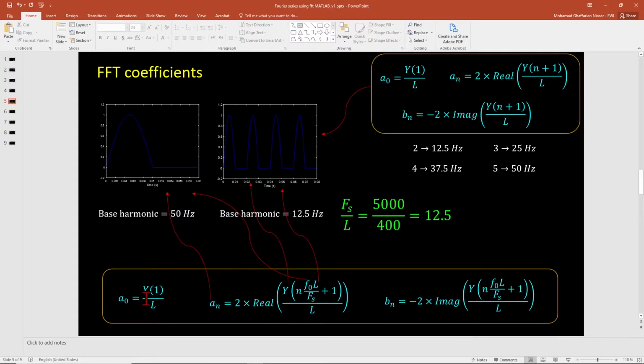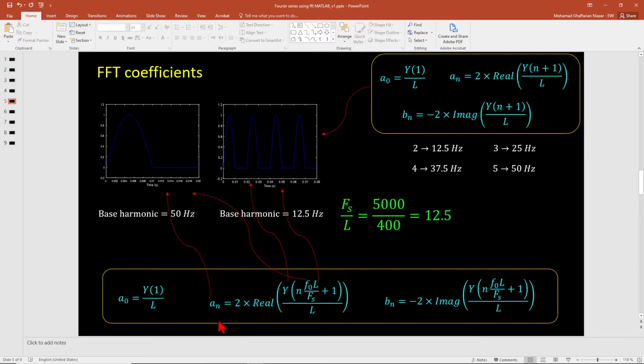A0 is the same, it is Y1 divided by L. However, AN is 2 times the real part. Here we take the base frequency of these, in this case 50 Hertz. The base frequency of this is 12.5, so we divide them. 50 divided by 12.5 gives us 4. So it's yn multiplied by 4, or n multiplied by that division, plus 1.